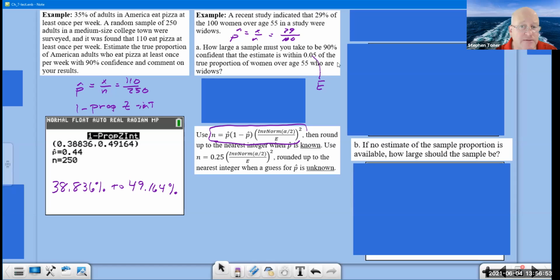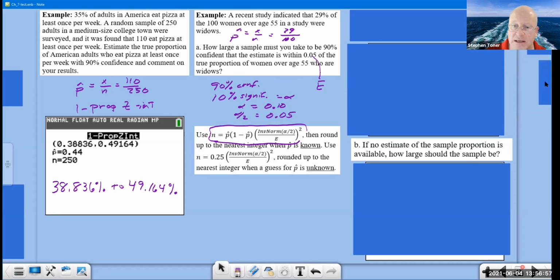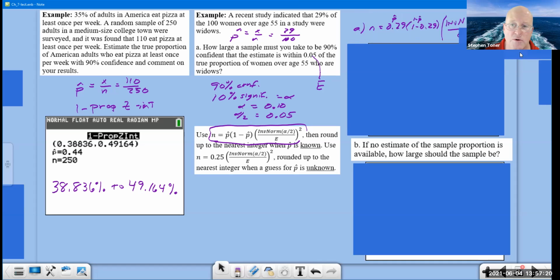So just as before, we start with our confidence level, which is 90%. I say, okay, 90% confidence goes with 10% significance. 10% written as a decimal is 0.10, that's my alpha. Cut that in half and I get 0.05. Now I'm going to move into this formula here, and I'm going to start with that numerator.